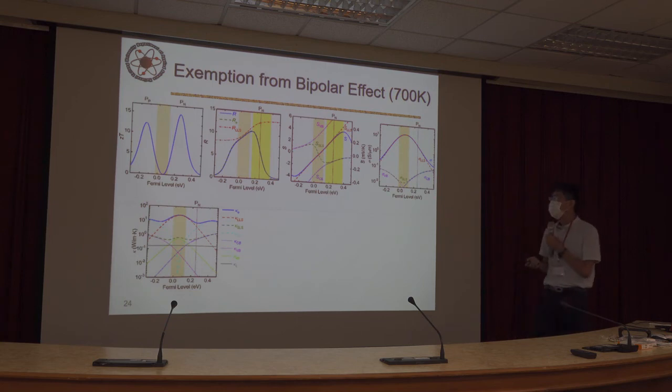Now let's see the bipolar effect. For normal semiconductors with small gap, the bipolar effect can severely deteriorate the thermoelectric performance by reducing the magnitude of the Seebeck coefficient and by increasing the electronic thermal conductivity. At high temperature, the bipolar effect becomes more serious because of the increase in the minority carriers caused by thermal excitation. So let's see the result at high temperature, 700 Kelvin.